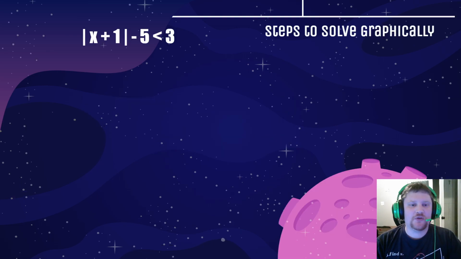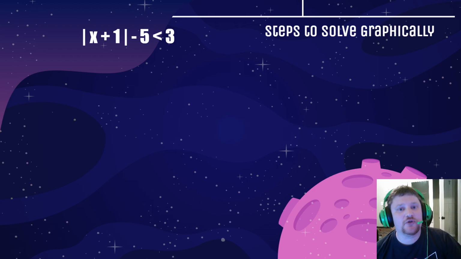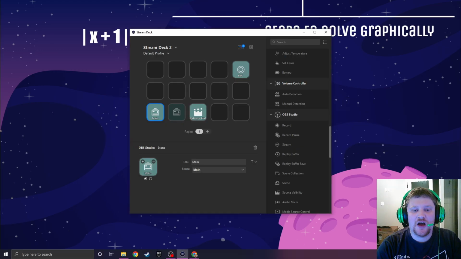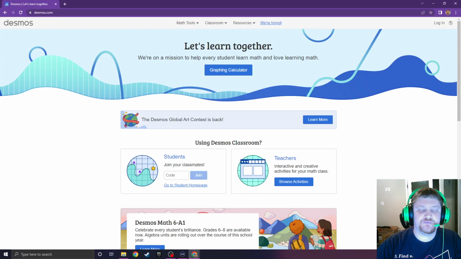So, the first method we're going to talk about today is, as always, the graphical method. Just like before, you can choose to do this through Desmos, or on your graphing calculator, whichever works better for you. Personally, since I'm here at my home setup, I'm going to be using Desmos. That way I don't have to figure out where to pull a calculator from. The example we are going to use today is the absolute value of x plus 1, minus 5, is less than 3. So let's hop over to Desmos.